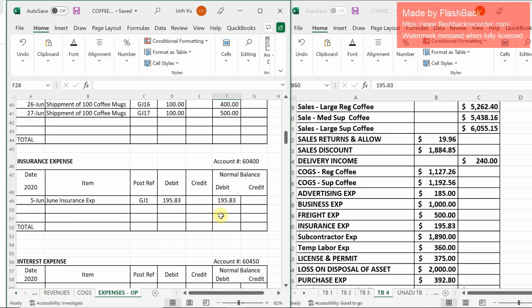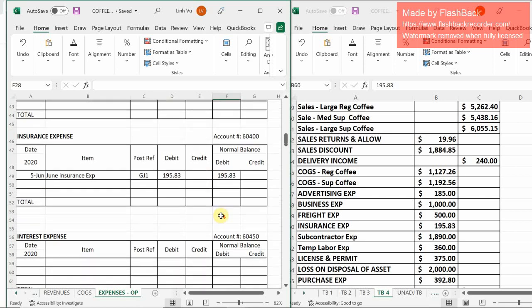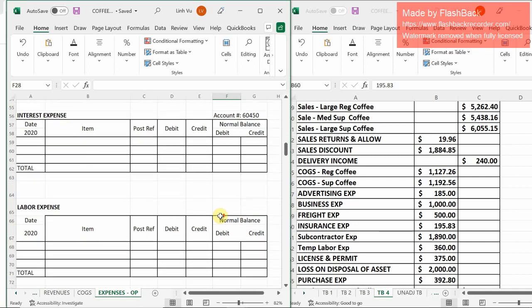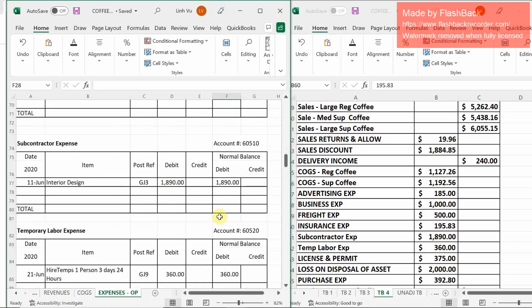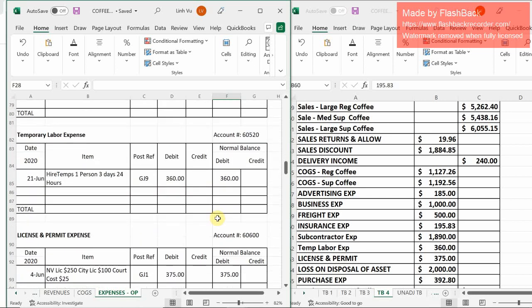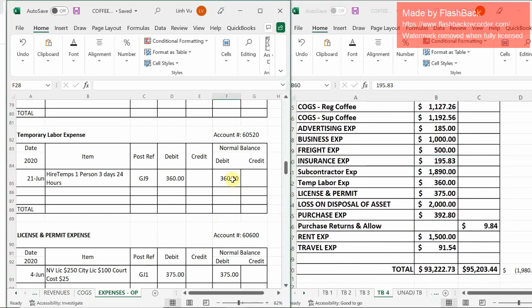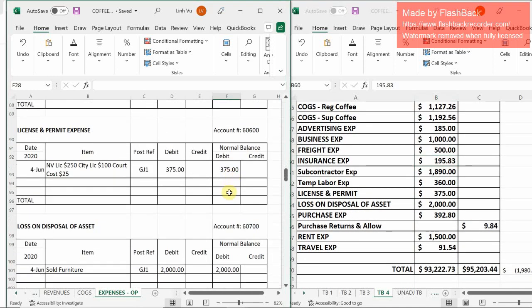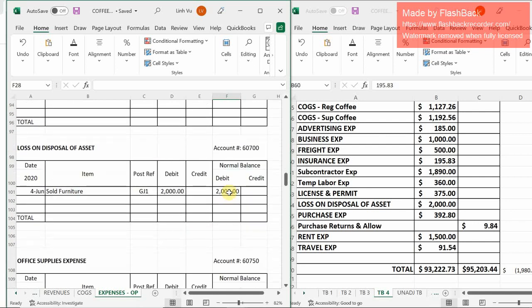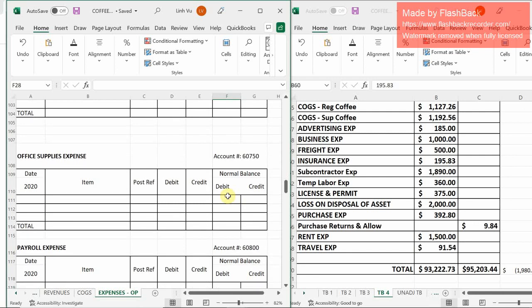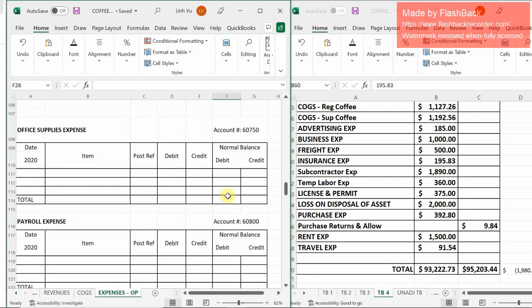Insurance expense is still $195.83. No interest expense yet. Labor expense is broken down to subcontractor expense for $18.90, as well as temporary work labor is $360. Okay. License and permit expense is still at $375, with the loss on disposal of assets still at $2,000. Okay. No office supplies expense yet, just because, again, that's an adjustment entry.